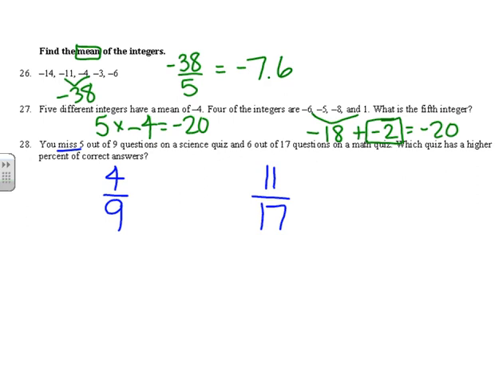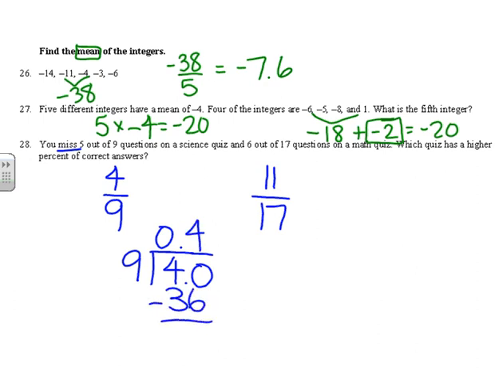When we divide those and turn them into decimals, we can do 4 divided by 9 and divide it out at decimal points, since 9 won't go into 4, but 9 will go into 40, and that will go in 4 times. And we're going to get a repeating decimal. So the science quiz, you got about a 44% on that one.